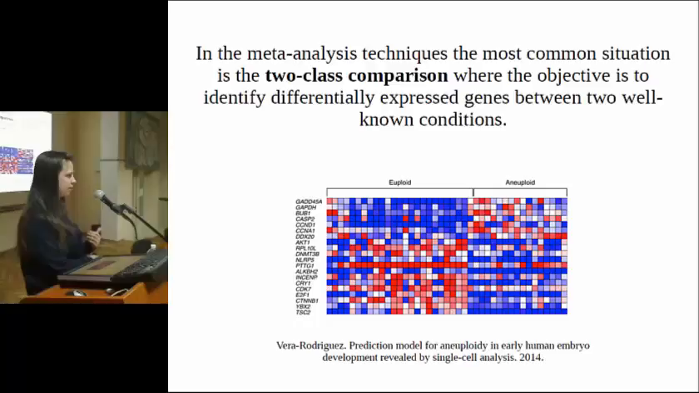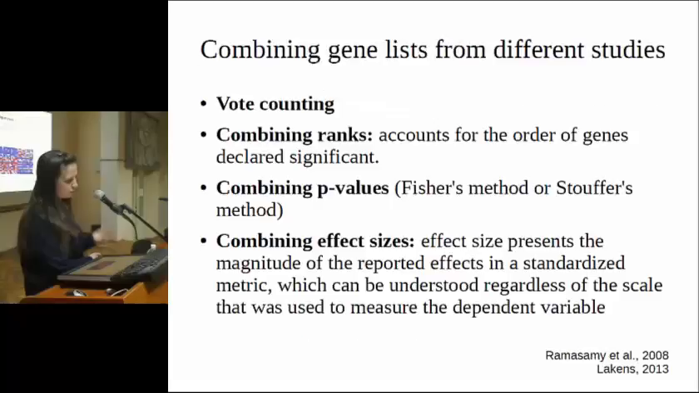So these are some of the typical techniques to combine gene lists from different studies, and each of them has its advantages and disadvantages. And for example, let's talk about the most simple one. Any one of you can really easily implement that even just by taking a piece of paper and a pen.